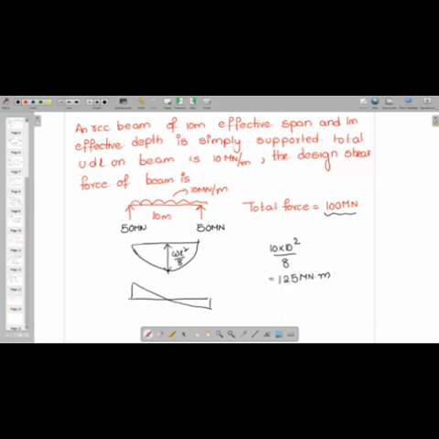Very good. WL by 2, that is nothing but 50 meganewton. If they give you the column size and everything, then in that case it will vary. 50, very good. The answer is 50 meganewton. Clear, my dear students?